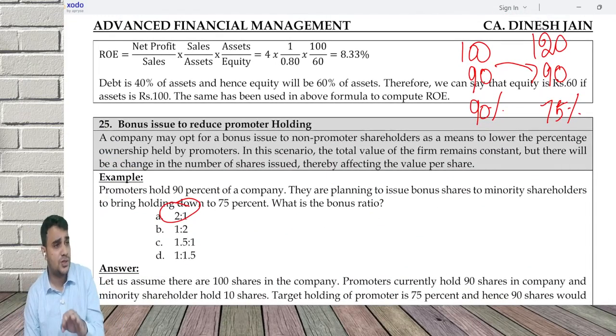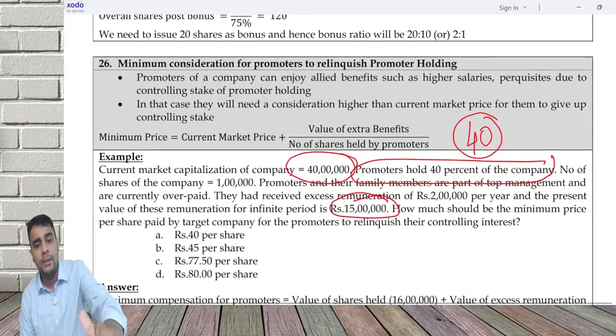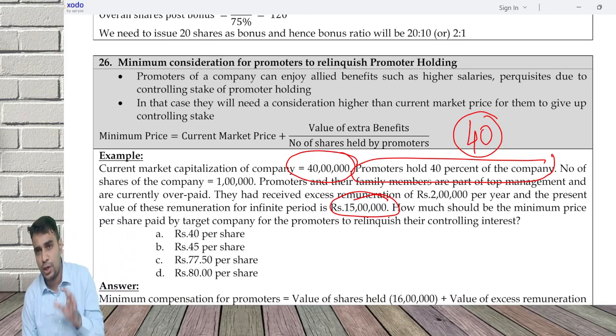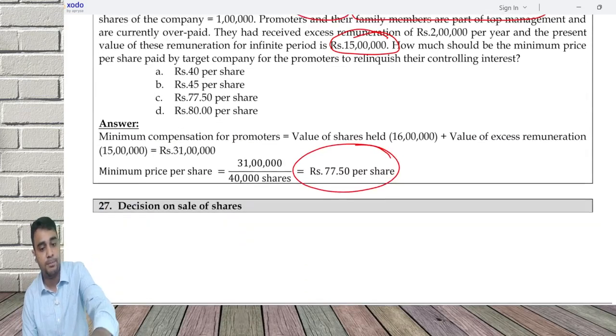Promoter wants to reduce his holding. One way is to sell, he doesn't want to do that, then you issue bonus. When you're issuing bonus, you'll issue bonus only to the minority shareholder. That will reduce the promoter's holding and increase the free float market cap. Minimum consideration for promoter to relinquish his holding: base price plus those extra benefits he was getting, divided by the number of shares held by promoter.